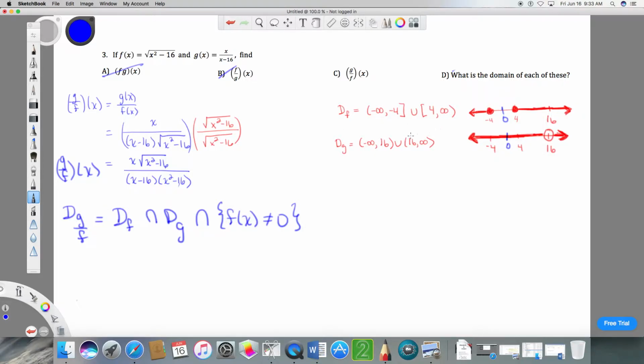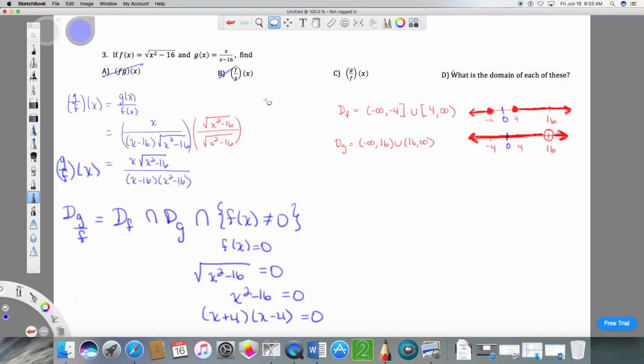We have found the domain of f and the domain of g, and we've kept that through our work over here. And now we have to consider, is there a solution to f of x equaling 0? We're going to temporarily let it equal 0. And we look at this and we say, yeah, there is. If we have the square root of x squared minus 16 equaling 0, we square both sides. And if we factor, we see that we want to avoid -4 and +4.